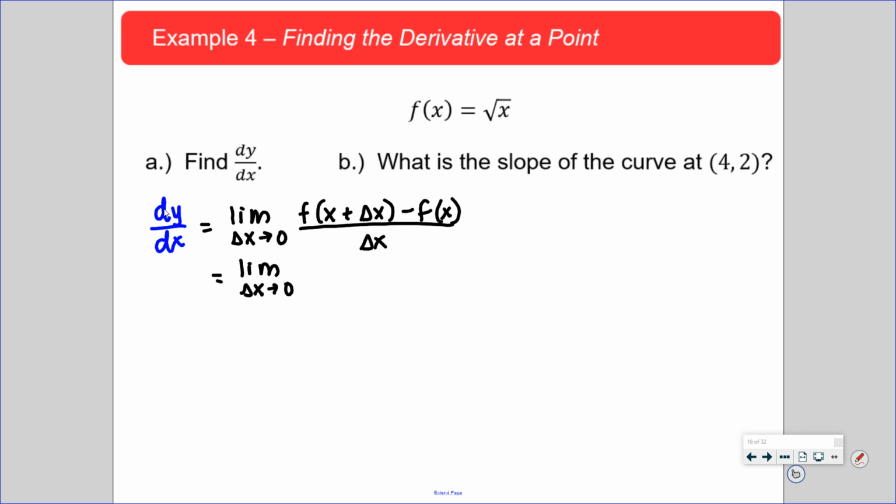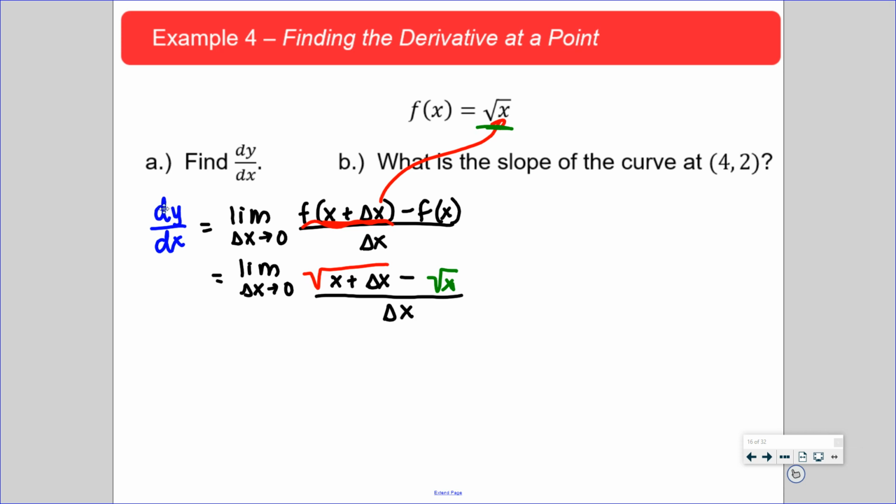So this piece right here, I need to plug in x plus delta x into my function. So I get the square root of x plus delta x minus f of x. Well, f of x is just the square root of x. So I don't really need parentheses for this one because it's just one term. So I'm just going to write it like this, all over delta x.